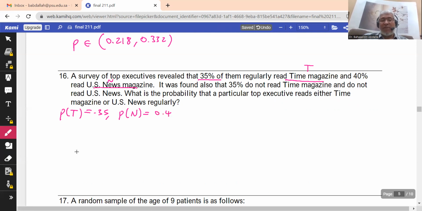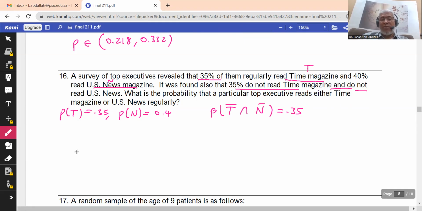It was found also that 35% do not read Time magazine. So this is the probability that they do not read Time magazine, so this is T complement. It was found also that 35% do not read Time magazine and do not read US News, so this is the intersection of complements. In fact, probability of T bar and N bar in complements equals 0.35.